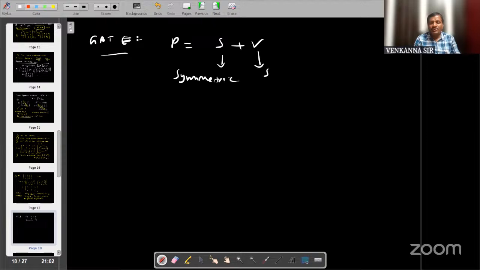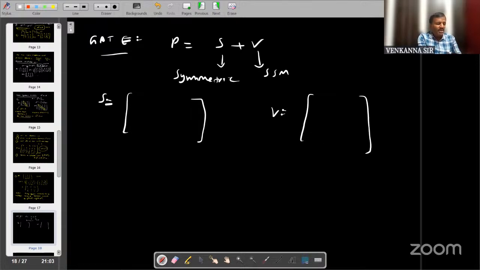V is the skew symmetric matrix. S is given in our exam. S is given and V is given. Both are given. Then what is P asking? So what is the matrix S given here? It's a previous GATE question.